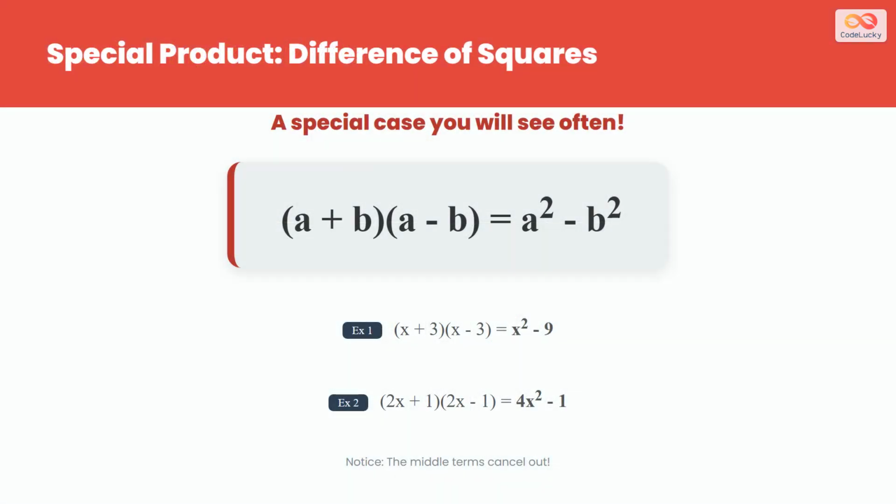There is a special case you will encounter frequently called the difference of squares. This happens when you multiply the sum and difference of the same terms, like a plus b times a minus b. The middle terms cancel each other out perfectly, leaving you with just a squared minus b squared. It is a very handy shortcut.